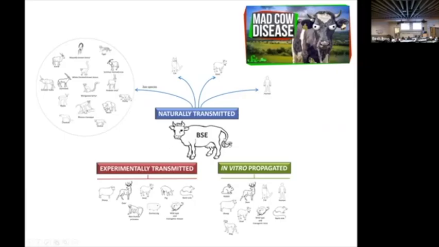We have detected natural transmission of specifically BSE, the cow form, to many different species, including lots of zoo species. Experimentally, even more animals are susceptible to it, and in vitro, meaning we've infected cells in cell culture from these species, and they are susceptible. The agent does replicate. So all of these are theoretically possible for transmissions.